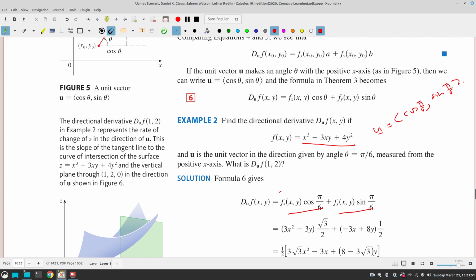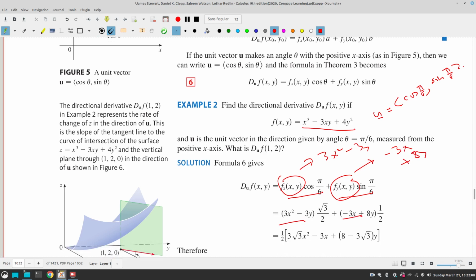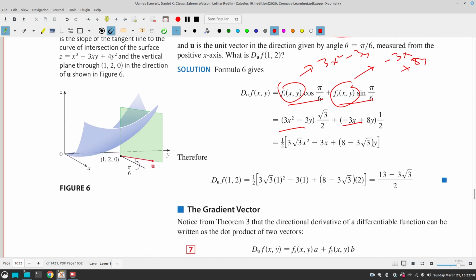Now f_x is of course 3x squared minus 3y, and f_y is negative 3x plus 8y. That's exactly what we've plugged in here. And you plug in the values of cosine pi by 6, which is square root of 3 by 2, and sine pi by 6, which is half, and you get this answer. And now if you want to calculate it at the point (1, 2), you just plug in 1, 2.